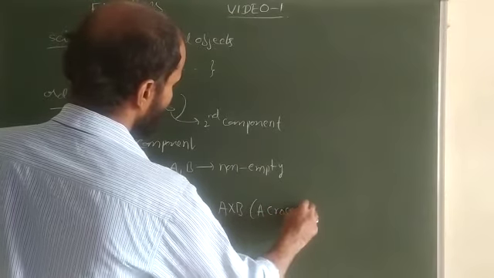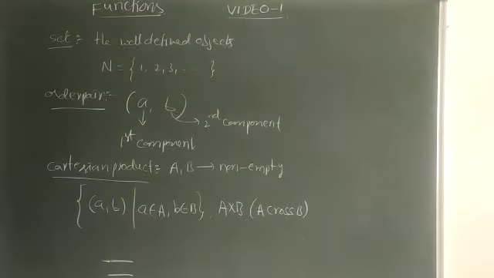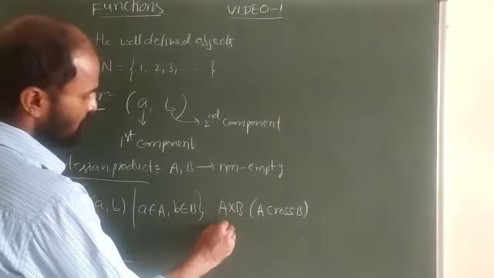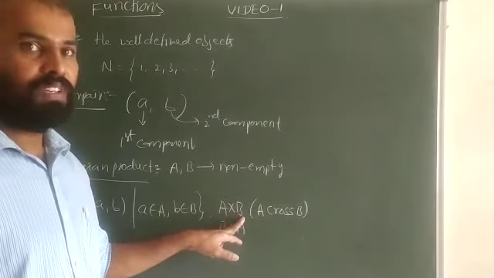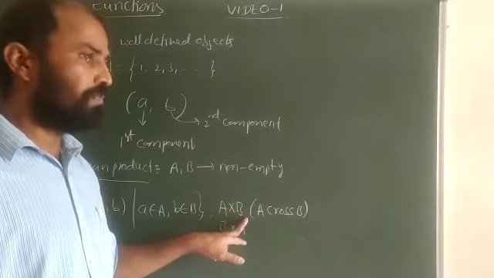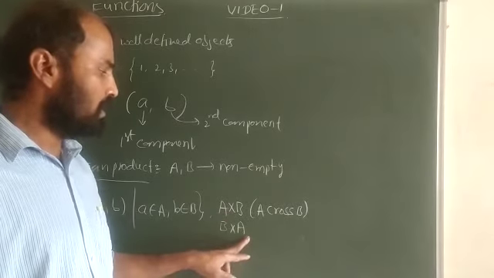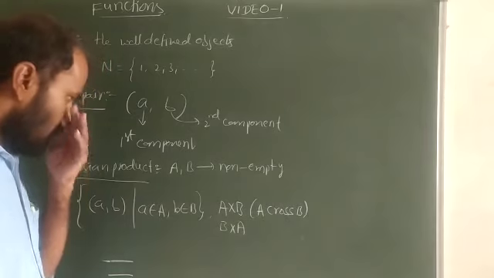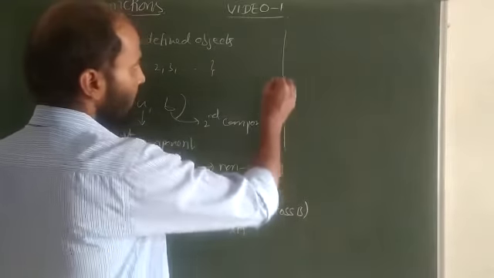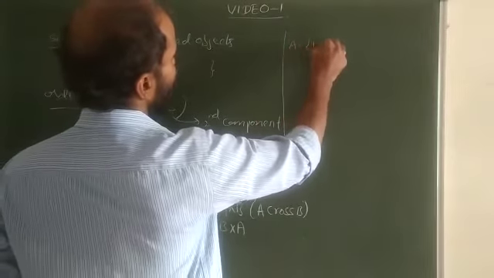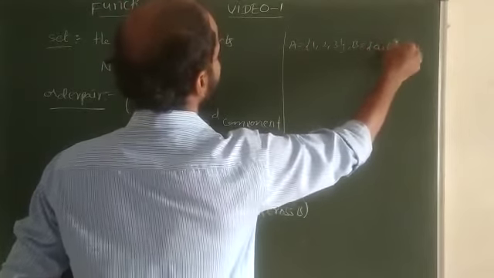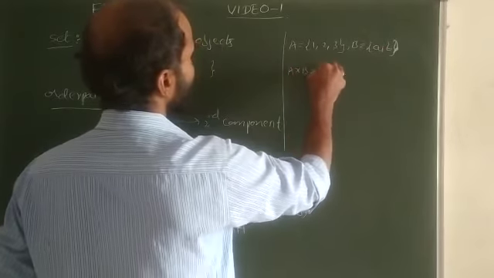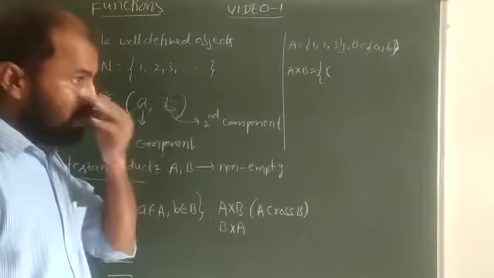Next, the Cartesian product of B and A is denoted by B cross A. Write it as A into B and read it as A cross B; B into A, read it as B cross A. Suppose the set A has 3 elements 1, 2, 3 and B has 2 elements a, b. Then what is A cross B? A cross B is the set of all ordered pairs like this.